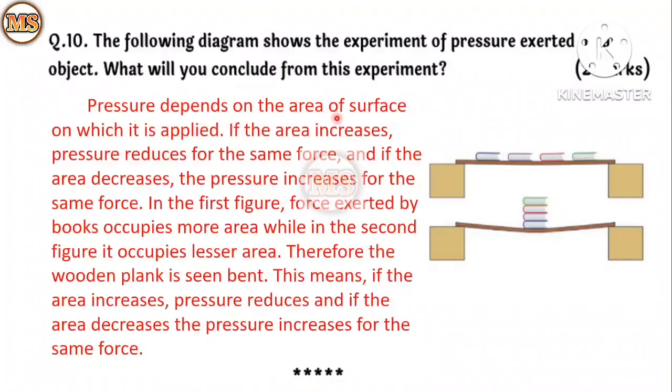The pressure depends on the area of the surface on which it is applied. If the area increases, the pressure reduces for the same force. And if the area decreases, the pressure increases for the same force. In the first figure, force exerted by the books occupies more area, while in the second figure, it occupies lesser area. Therefore, the wooden plank is seen bent. This means if the area increases, the pressure reduces, and if the area decreases, the pressure increases for the same force.